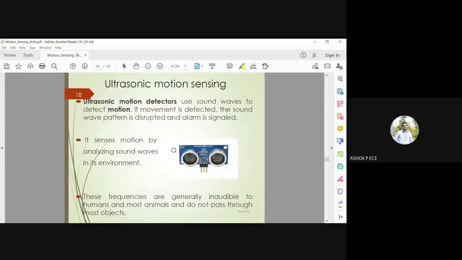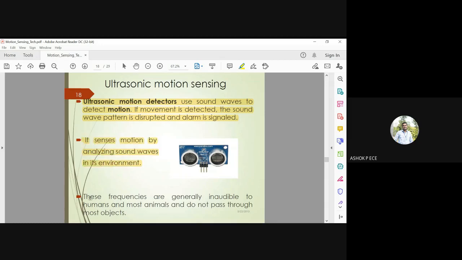The next one is ultrasonic motion detectors. They use sound waves to detect motion. The principle is the same. You send sound waves. The sound waves hit the obstacle and come back. Based on the two, we will be detecting the motion and raising an alarm as a signal. Based on the pattern of sound waves you analyze, you will be alarming the people involved there. So it is not going to use infrared, it is going to use sound waves.